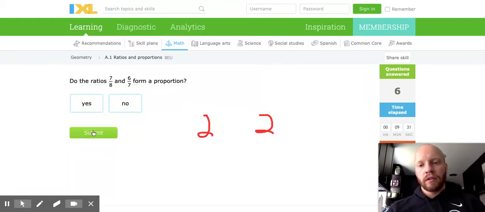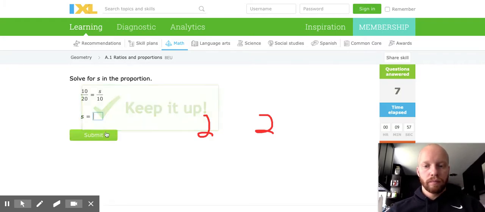Now, I will just say that the other way you can do this is you can put them in your calculator, or if you don't have one, just do it on your Chromebook. All right. 7 divided by 8 is going to give me 0.875. 6 divided by 7 is going to give me 0.857. Now, they don't give me the same numbers, so in that case, they are not proportional. So you hit no.